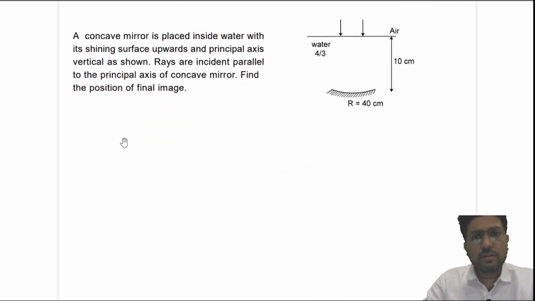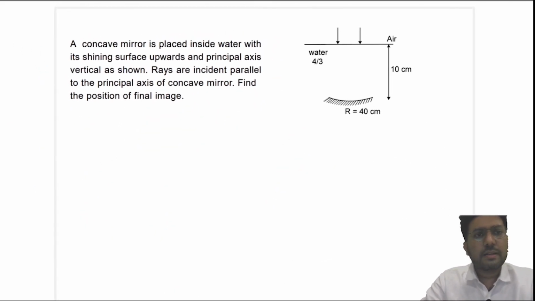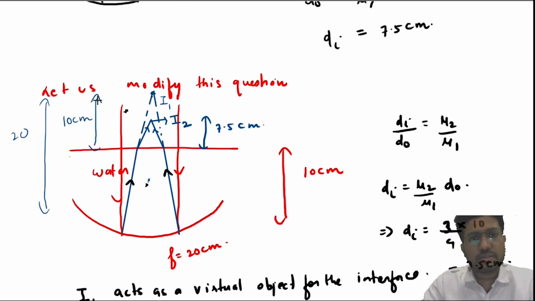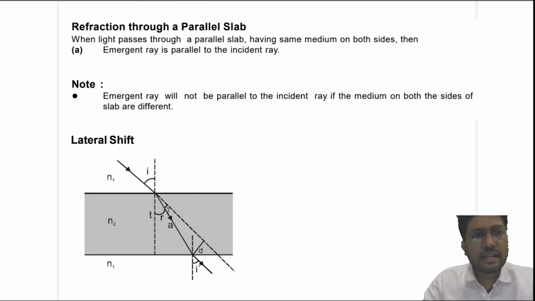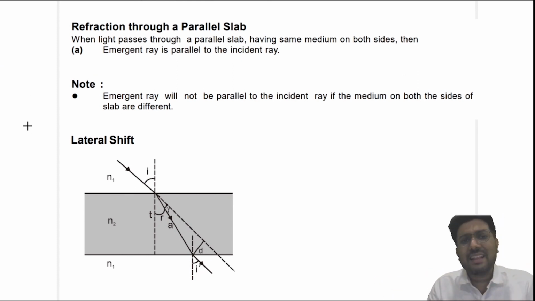Now let us look at one more question here. Actually this is the same question that we have discussed now. This was 10 centimeter. I have done this question, and the final image position is 7.5 centimeter above the interface, right? Then comes refraction through parallel slab.